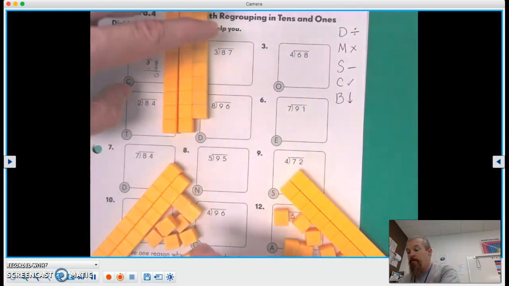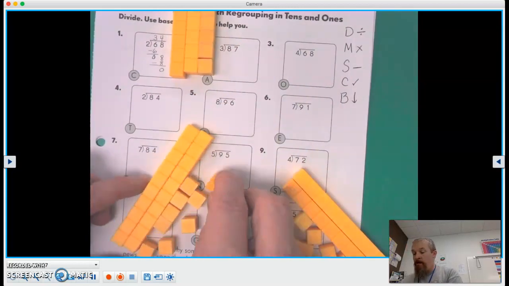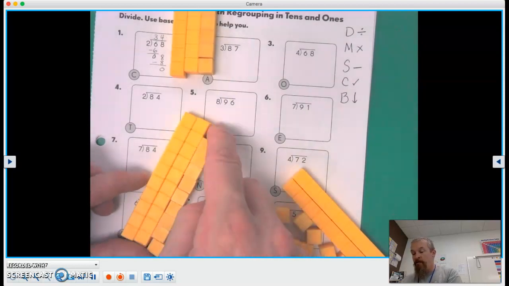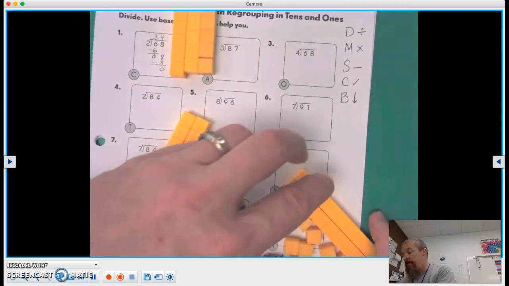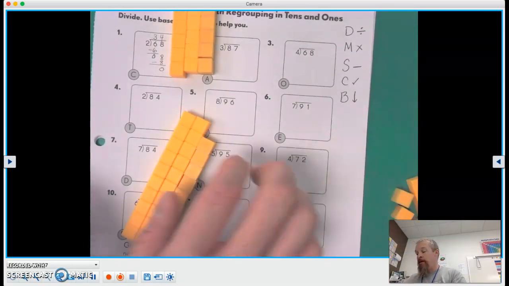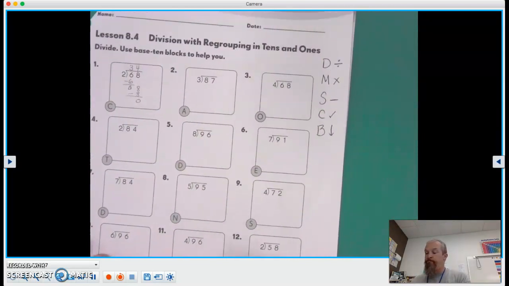29. Okay? Now let's look at this pile. This group. And again, we have 10, 20, 29. Same here. 10, 20, and 9 ones is 29. Excellent. I'm going to move those off, and let's come up here now and do our division.